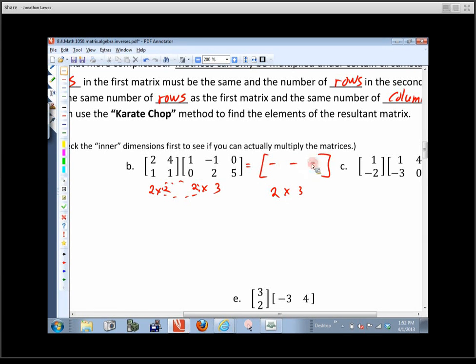I've got these 6 entries that I need to fill in. Any questions? Okay. Everybody watch, please. I want to make sure you get it right. I'll turn you loose in a second.